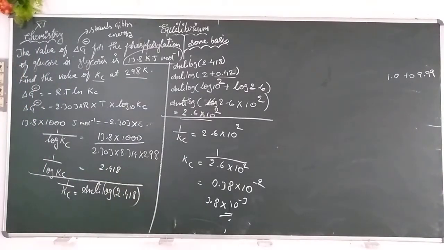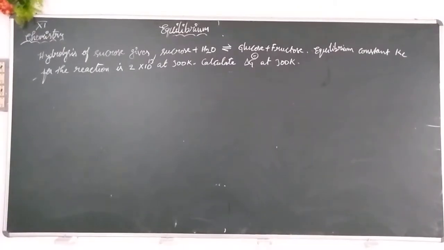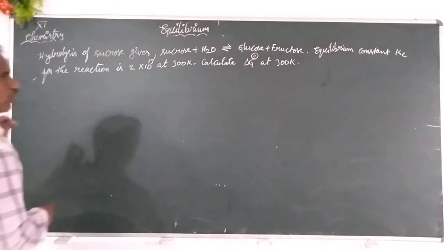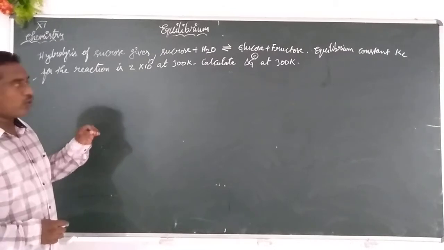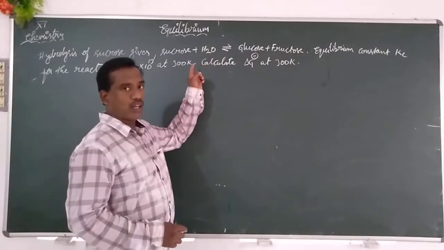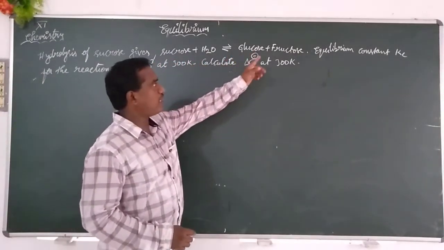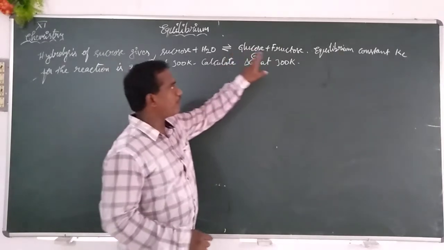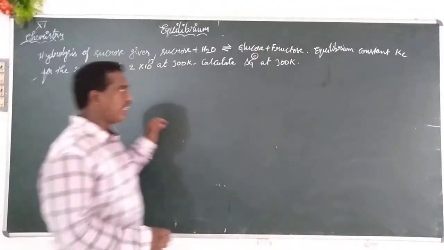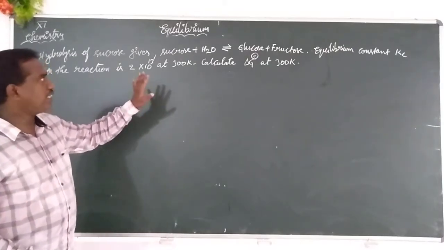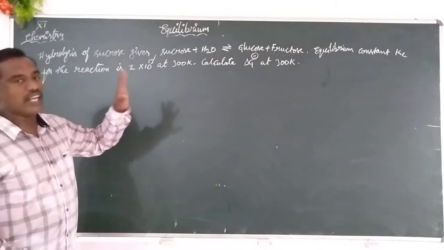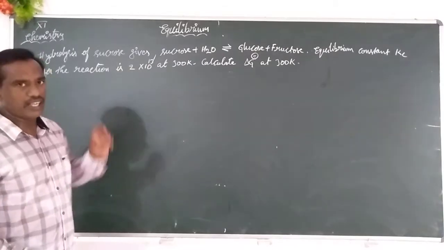Right, now we will check with one more numerical. Let us see the next question here, children. Hydrolysis of sucrose: sucrose plus water gives glucose plus fructose, that is an equilibrium. The equilibrium constant Kc for the reaction is 2 into 10 to the power of 13 at 300 Kelvin. Calculate delta G naught at 300 Kelvin.